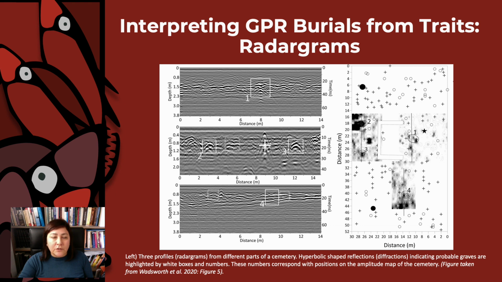This figure shows three profiles or radargrams from different parts of a cemetery. Hyperbolic-shaped reflections or diffractions indicating probable graves are highlighted by white boxes and numbers. These numbers correspond with positions on the amplitude map of the cemetery, which is on the right of this figure.